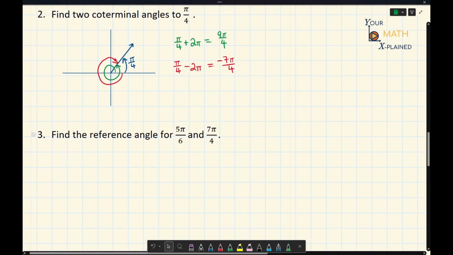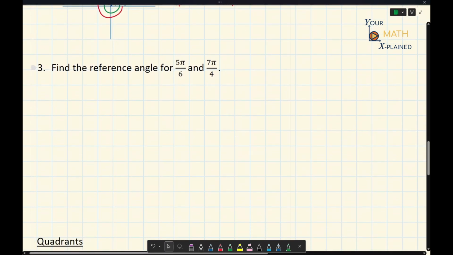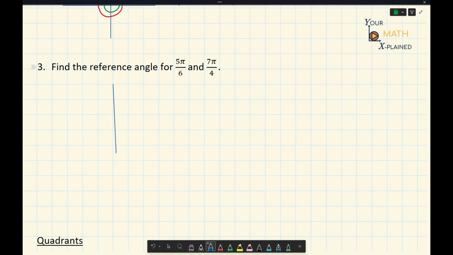Next, let's take a look at how to find reference angles. So for our first question, we want to find the reference angle for 5 pi over 6. So let's go ahead and draw that angle first. 5 pi over 6 is going to be somewhere here. So that is our angle in standard position.